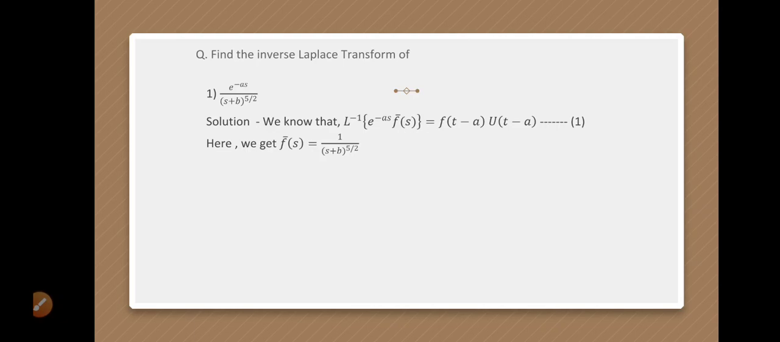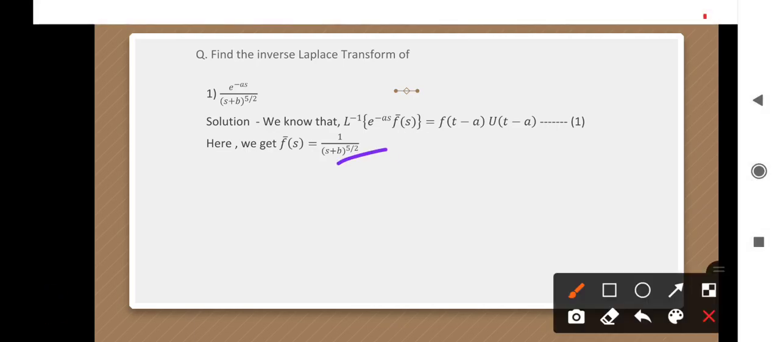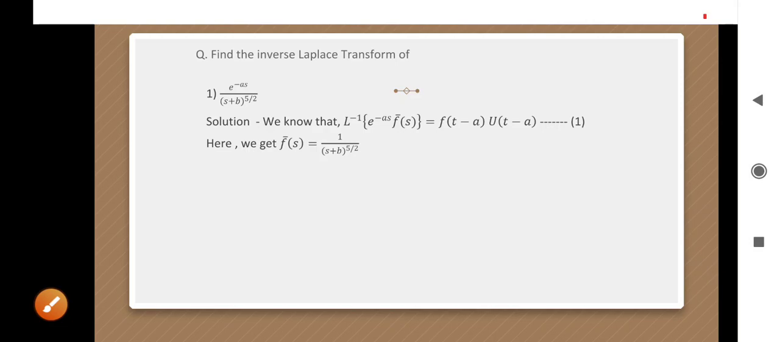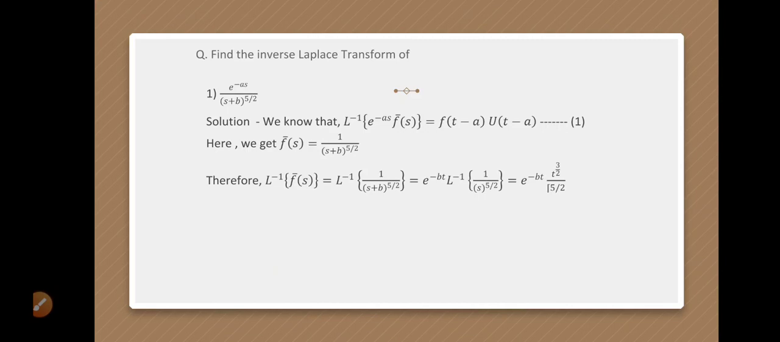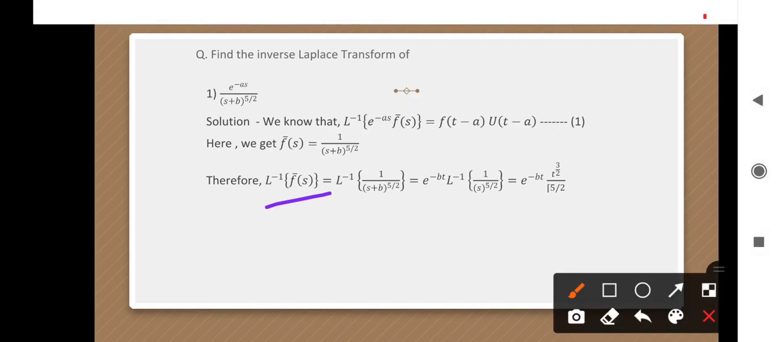The second step is you have to find the inverse LT of this f bar of s using the previously studied methods. Now here s is appearing in the s plus or minus a form, so obviously you have to apply first shifting theorem method of inverse LT to find L inverse of this f bar of s. So we get e raised to minus bt. At the same time this s plus b becomes s only, so e raised to minus bt into L inverse of 1 upon s raised to 5 by 2.